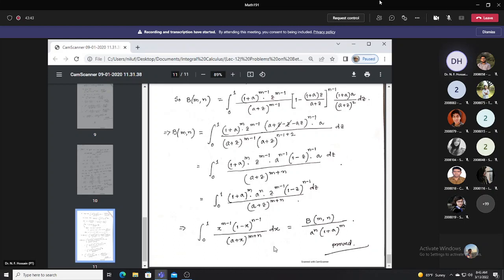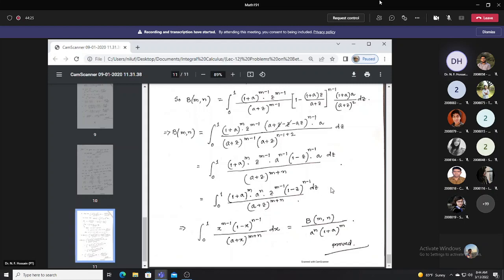Here you just take these parts common. In the left side it was beta mn. So to get the value of this integral, you have to take these factors, (1 plus a) whole to the power m, a to the power n, to the left side. So it should be beta mn divided by (1 plus a) whole to the power m into a to the power n. And there remains under the integral z to the power m minus 1, (1 minus z) whole to the power n minus 1 divided by (a plus z) whole to the power m plus n dz.